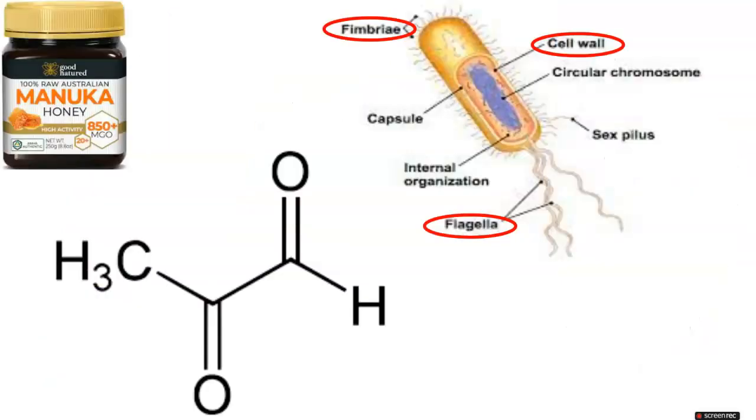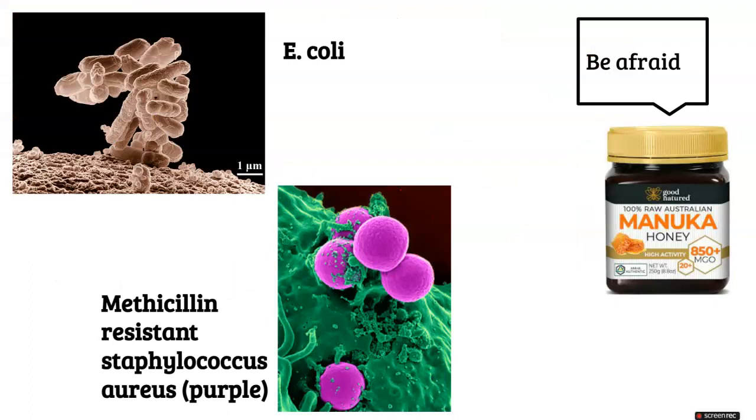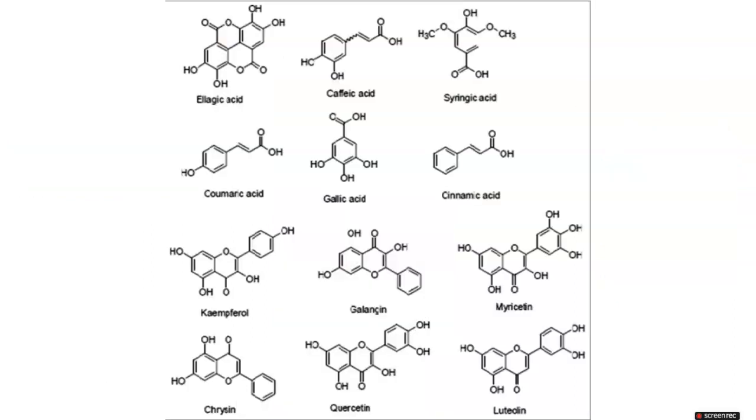MGO in manuka honey also has an antibacterial effect, even in the absence of hydrogen peroxide production. MGO content is manuka honey's main antibacterial component. It prevents bacterial growth by damaging cell structures such as flagella, fimbriae, and the cell wall. Some honeys have displayed such strong antibacterial activity that they have proven effective against methicillin-resistant Staphylococcus aureus and E. coli. And in addition, compounds called phenolics and flavonoids suppress inflammatory activities.